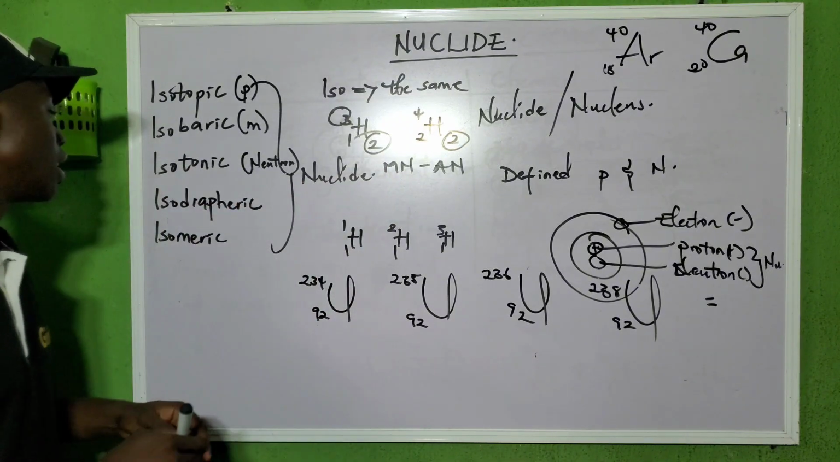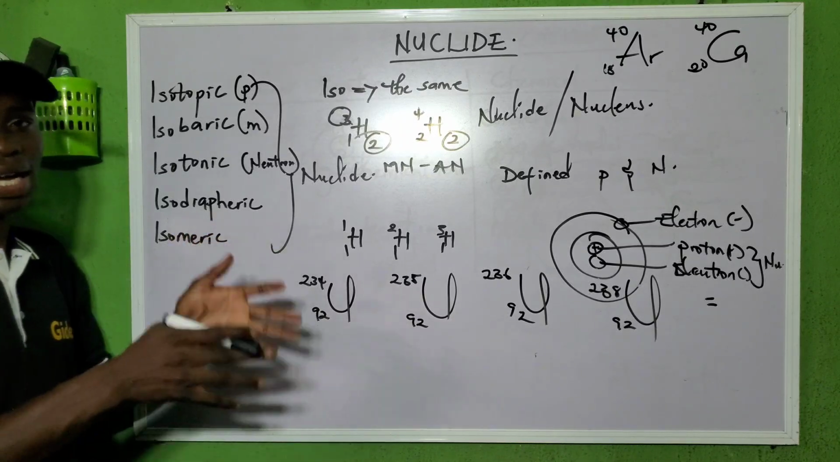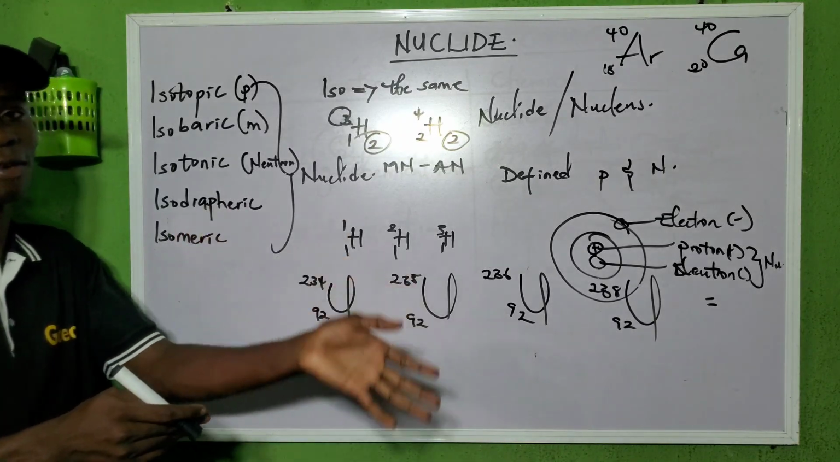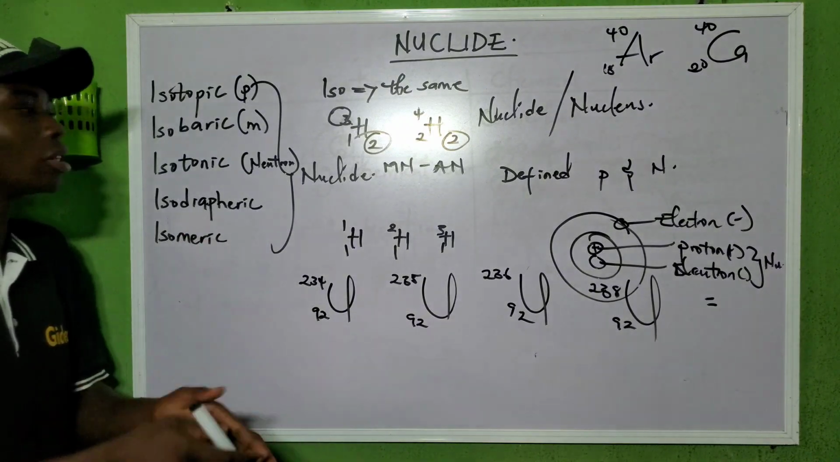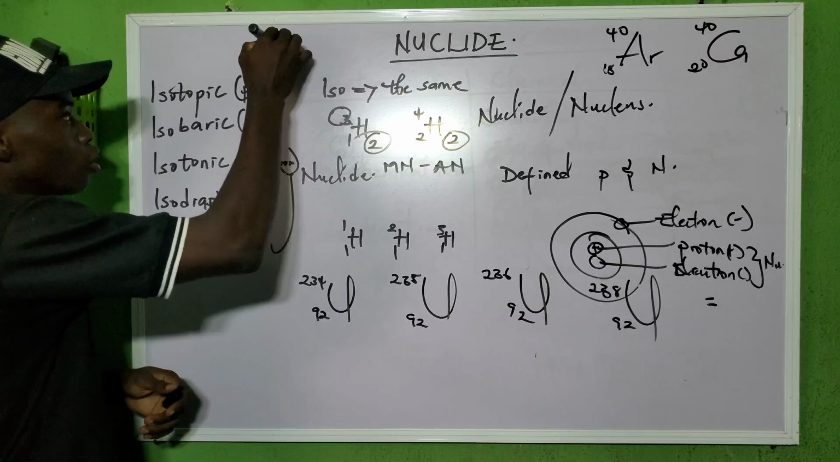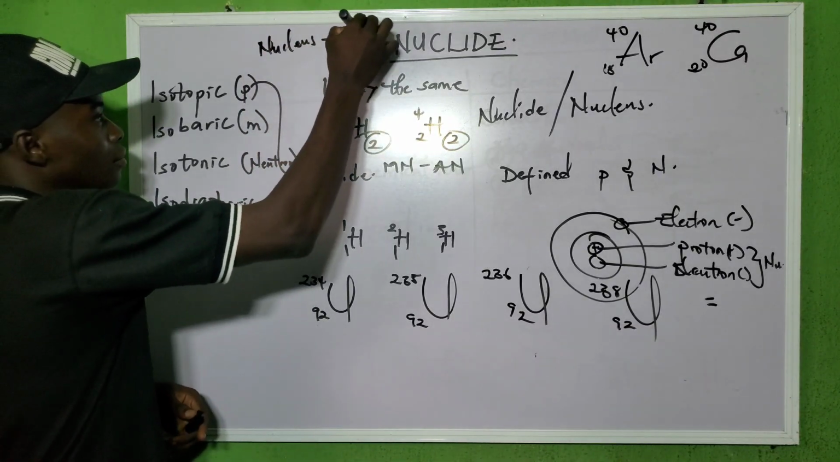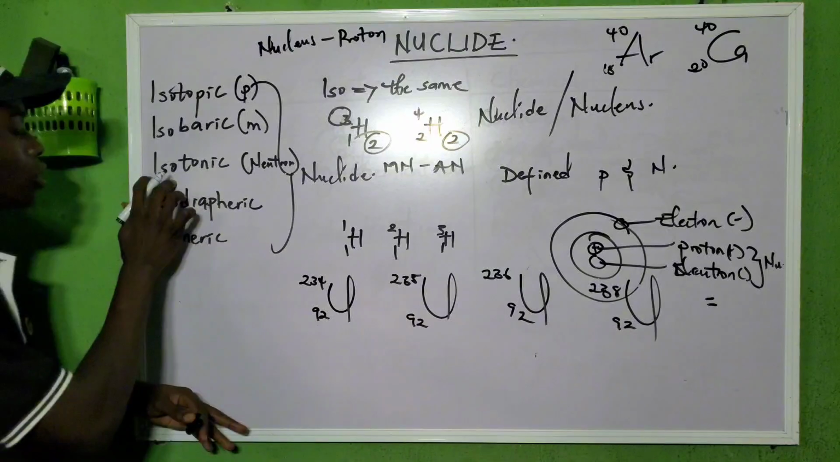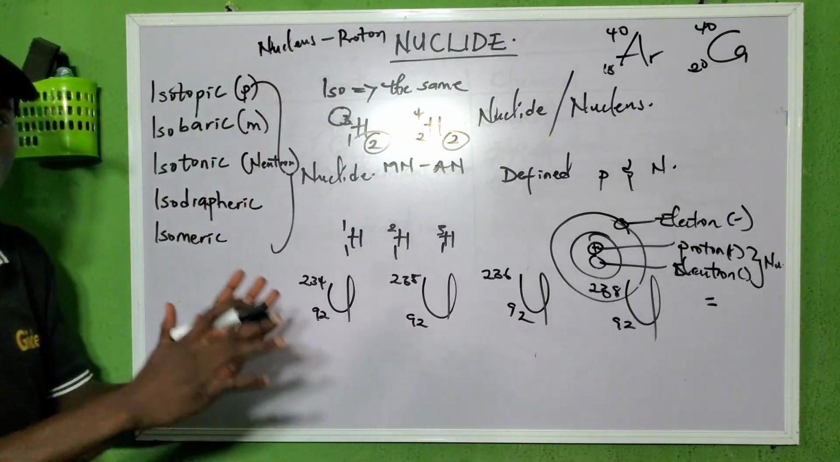So that's for that. Then the second to the last one we have here is isodiapheric. Isodiapheric, or isodiaphers. Isotonic is talking about the same neutron number, but this neutron number was gotten from nucleus number minus proton number. Nucleus number minus proton number, that's the one we need.